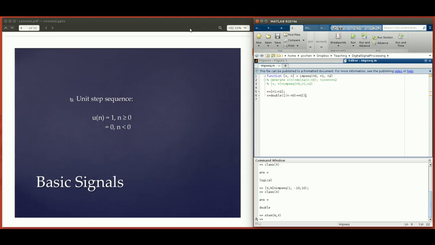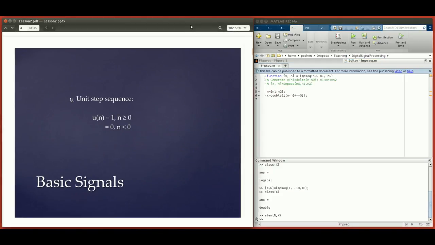Now let's look at a second type of function. It's called a unit step sequence. And this unit step sequence has a function definition that looks like that. At n larger than or equal to 0, it has a uniform amplitude of 1. And when n is smaller than 0, it has a uniform amplitude of 0. So it's called a unit step sequence.